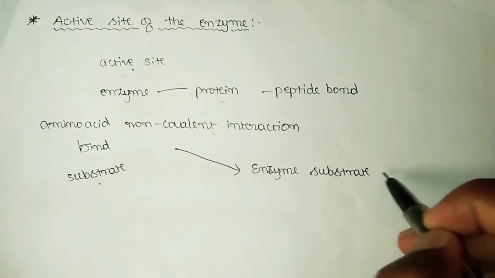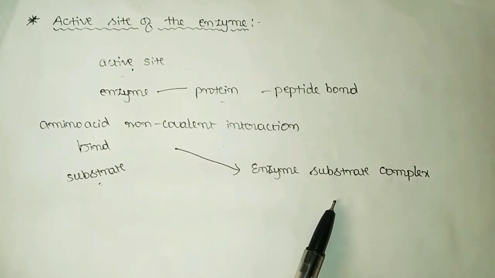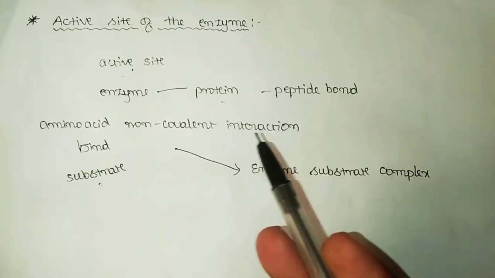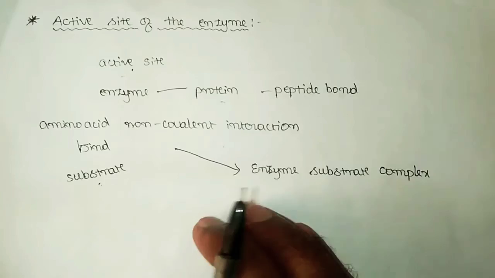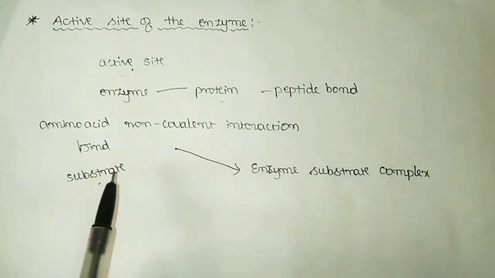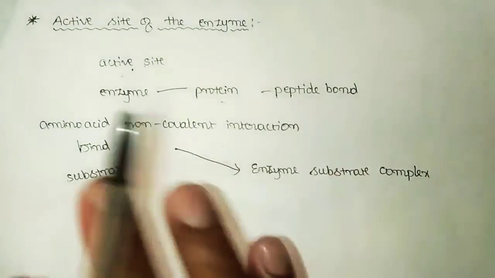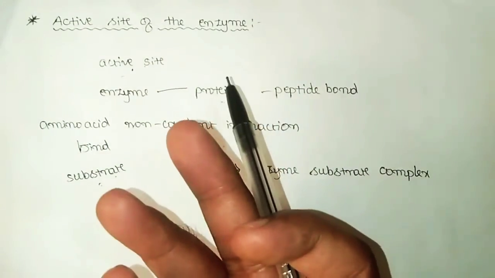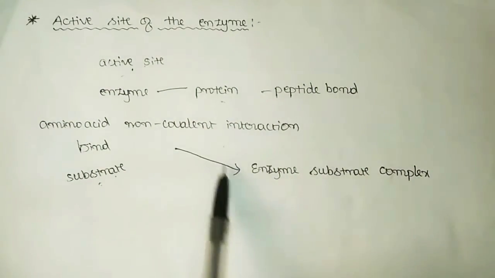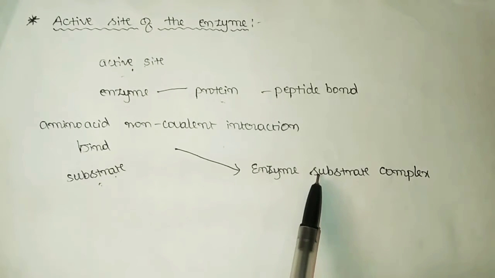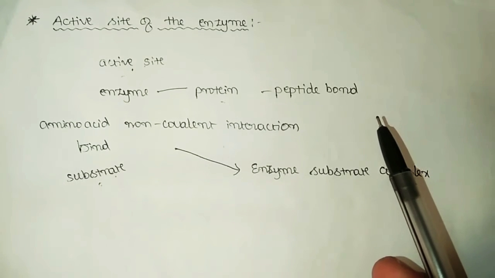The enzyme substrate complex that is formed will make the substrate molecules react with each other. That means the enzyme molecule, by receiving the substrate molecule onto its active site, makes the substrate molecules break the older bonds and form newer bonds in the enzyme substrate complex, and the substrate molecules self-interact with each other so as to convert into product.